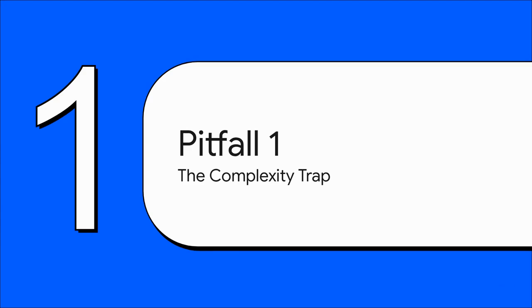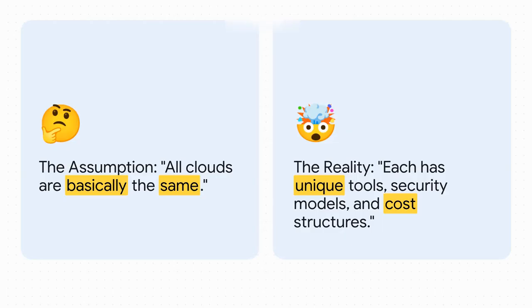Honestly, this is probably the single biggest reason that so many well-intentioned multi-cloud plans just go completely off the rails. And it all starts with one simple and totally wrong assumption. That assumption on the left, it seems so reasonable, doesn't it? I mean, they all have virtual machines, they all have storage, they all have databases. How different can they really be?